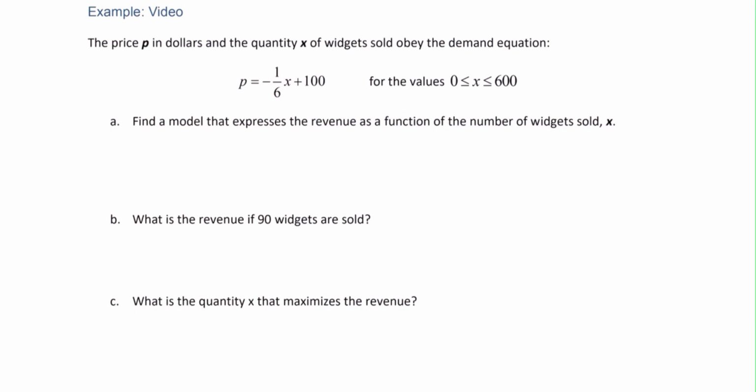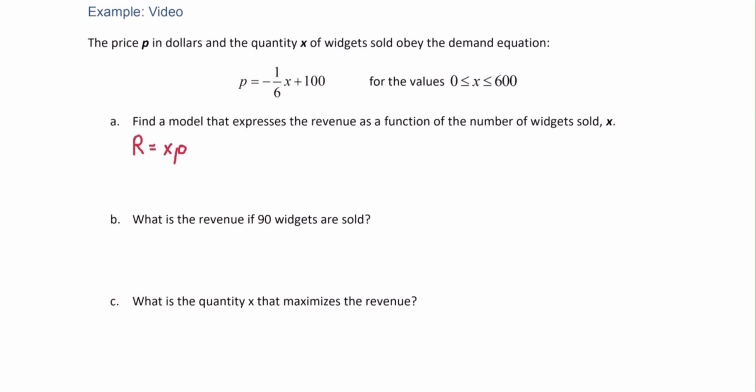The price P in dollars and the quantity X of widgets sold obey the demand equation given. Find a model that expresses the revenue as a function of the number of widgets sold, X. We will start with the equation R equals XP. That's revenue equals X, the number of widgets, times P, the price.